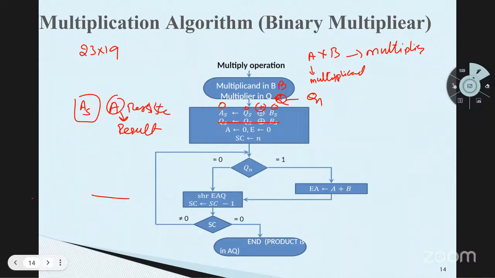Okay. Now A to 0, A register. What purpose we are using the A here? To store the result. So A equal to 0 and end carry also 0. Why it is getting the end carry? We are performing the addition operation. Okay, so the carry is next.